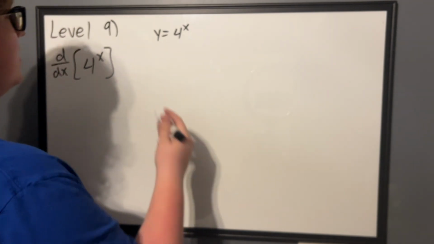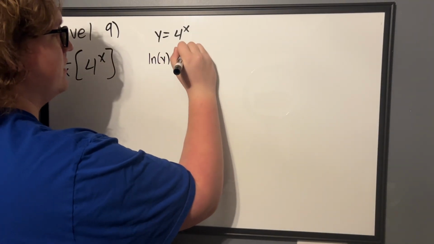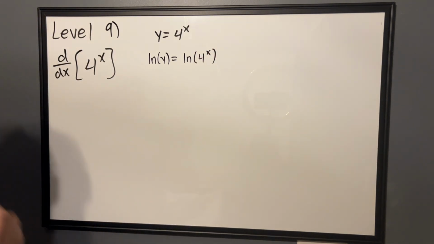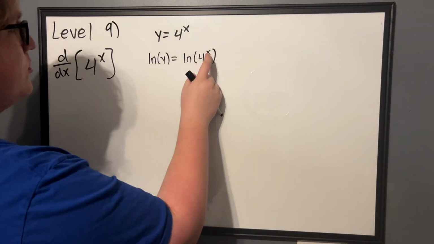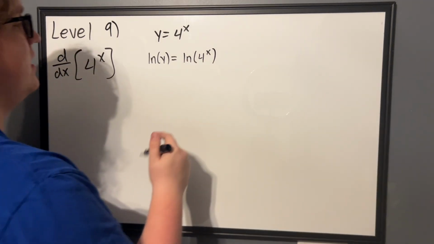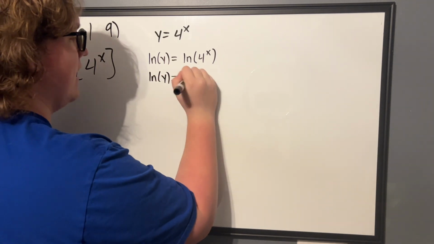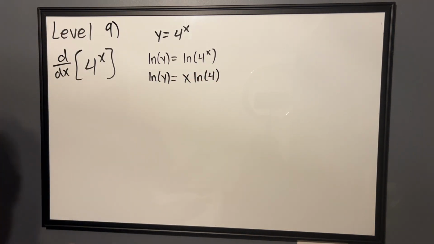So we're going to have the natural log of y is equal to the natural log of 4 to the x. The reason we do that is because using natural log properties, we're able to pull this x down in front. So we'll really have the natural log of y is equal to x times the natural log of 4. We're allowed to do that. That's an exponent rule for logarithms.